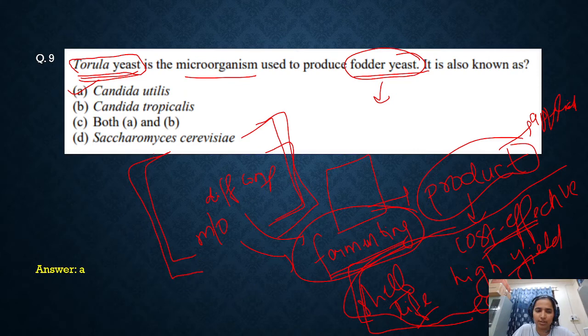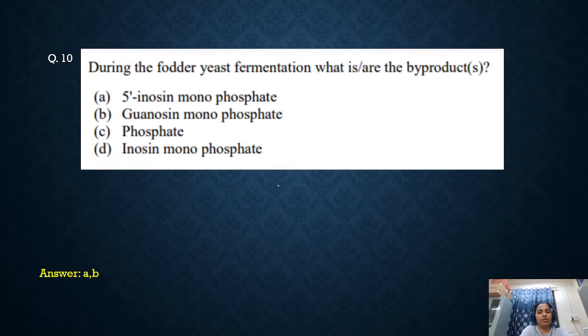Now coming to the next question. During the fodder yeast fermentation, what is or are the byproducts? So they are simply asking what are the byproducts that are formed during this fodder yeast fermentation. So options are: A, 5' inosine monophosphate, second is guanosine monophosphate, third option is phosphate, and D is inosine monophosphate. So 5' inosine monophosphate and guanosine monophosphate, both of these are the byproducts of this fodder yeast fermentation. So for this question the answer is A and B both.